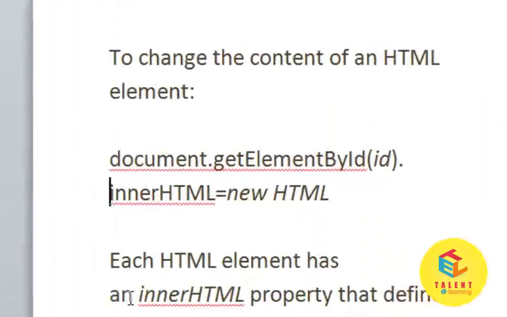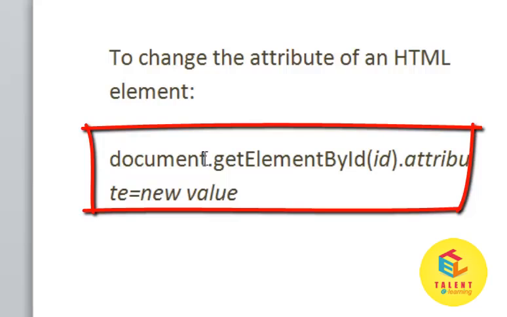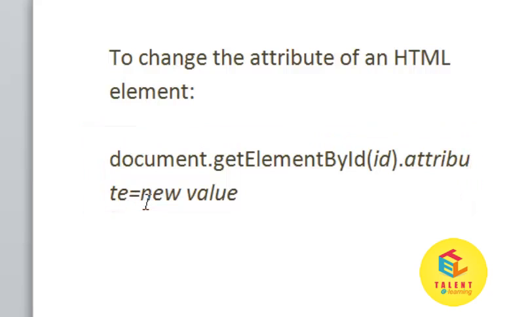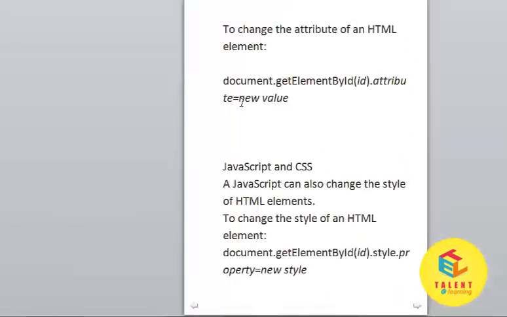Now, how to change the attribute value of an HTML element? This is the syntax: document.getElementById method, which contains the ID name as the parameter value, and then dot attribute property is equal to any new value to replace the old value of that attribute of the HTML element. Let's see the example.